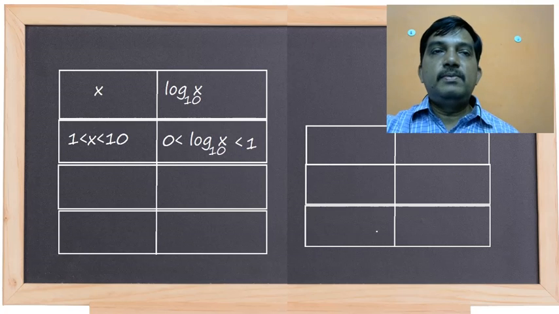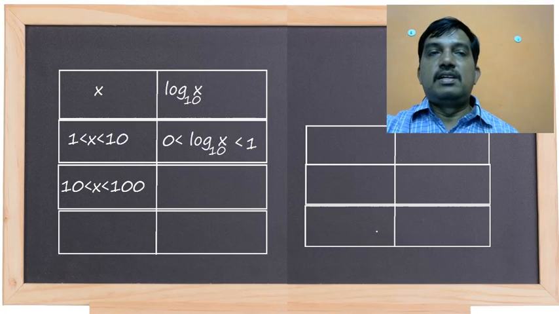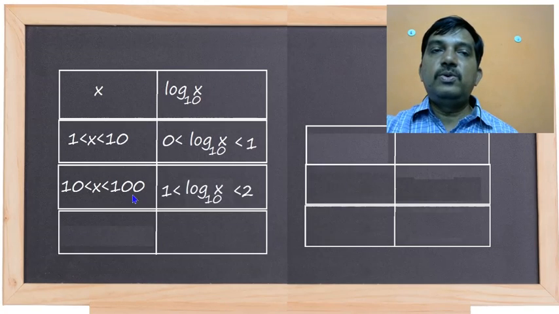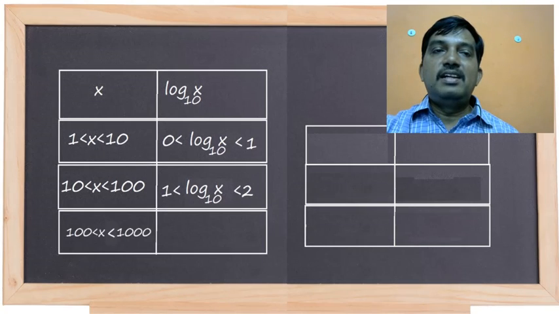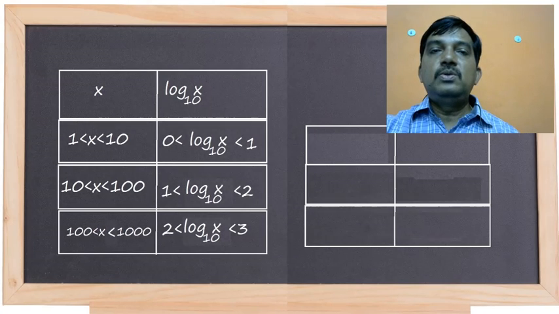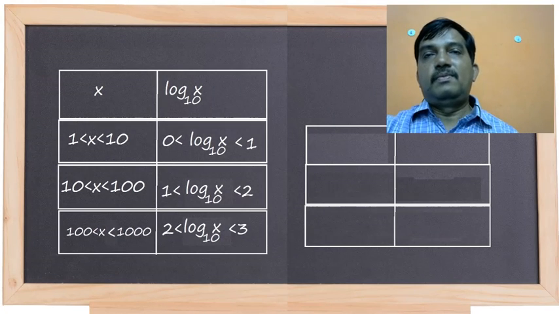And if x lies between 10 to 100, then what is log x? Log x lies between 1 to 2, because log 100 is 2. You know that log 100 is 2. And if x lies between 100 to 1000, log x lies between 2 to 3, because log 100 is 2, log 1000 is equal to 3.